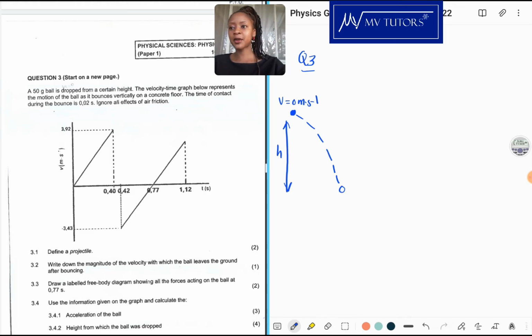And if I look at this graph, because we are going from 0 and then it's going all the way positive, it means they have taken upwards as positive. So just indicate that somewhere for yourself that upwards is positive. So they've dropped the ball and then it comes into contact.